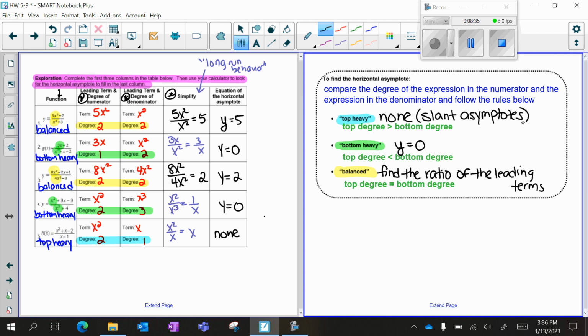So there are some practice questions where you're going to identify top heavy, bottom heavy, and balanced, and there are some where you're going to find the vertical and horizontal asymptotes. So give those all a try, refer back to the video if you need to, make sure you have all these rules down so you're ready to go when we sketch these more complicated rational functions.